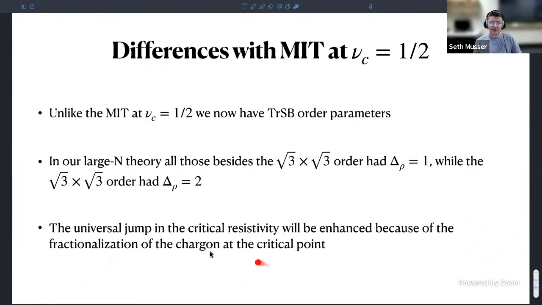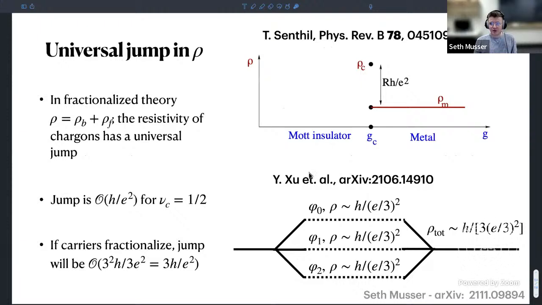Finally, we get an enhanced jump in critical resistivity, this universal jump. Xiaoming and collaborators have a good paper on this, where they go over many other ways that you could fractionalize and consider this enhanced jump.